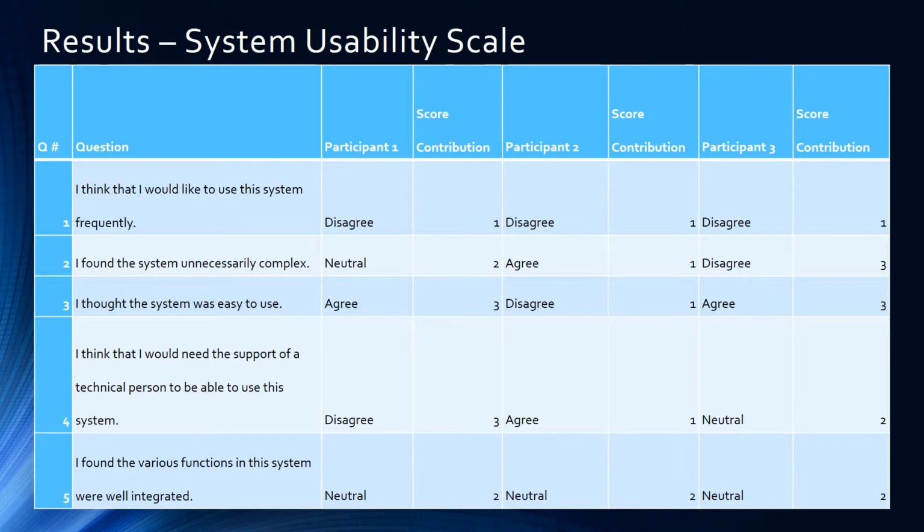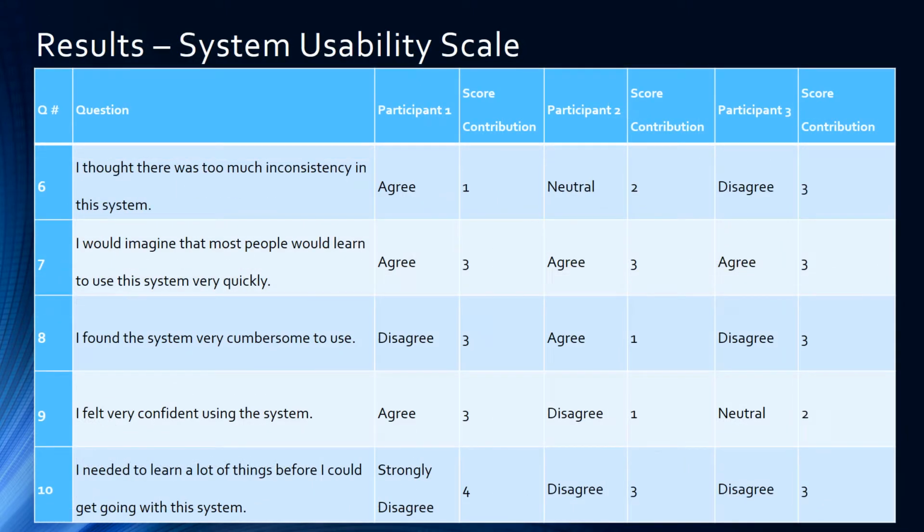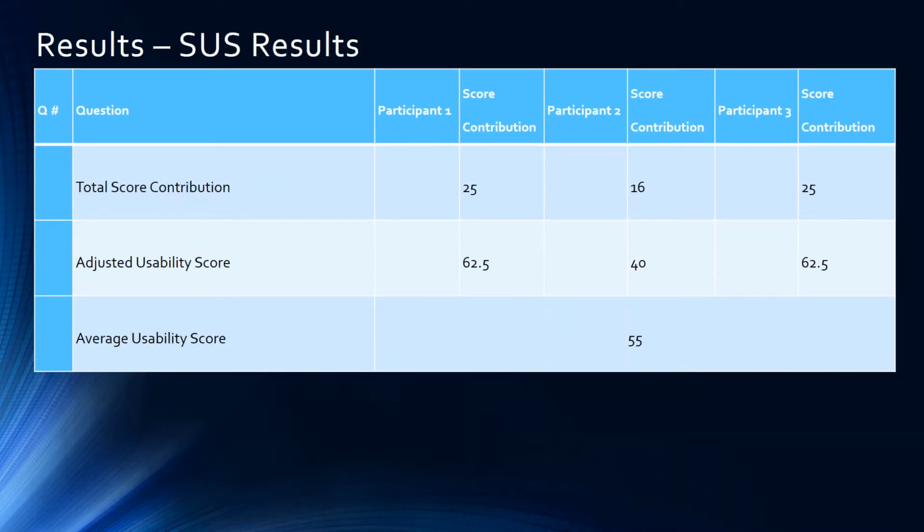It is interesting in the scale of reviewing this information that participant 2, who once again had the most problems with the interface, did appear to have the lowest score, with their score contribution being a 16, whereas the other 2 participants had the same score contribution. Overall, the average usability score was 55. Based on scoring scales, anything below a 68 is considered below average usability.